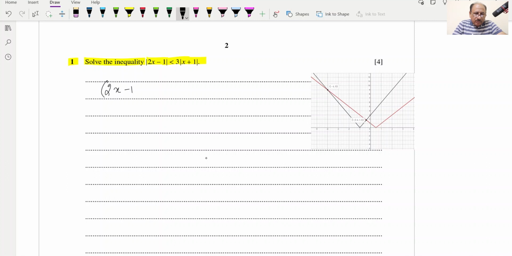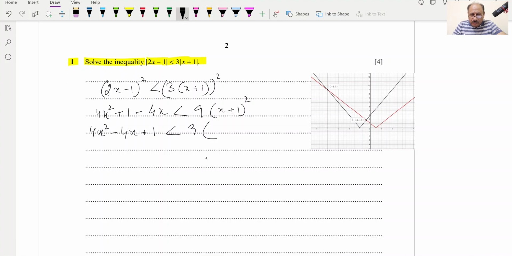So (2x minus 1) squared is less than (3 into x plus 1) squared, and the whole will be taken as a square, and now we can open the square. It will be 4x squared, and using (a minus b) squared, which is a squared plus b squared minus 2ab, so it will be 1 minus 4x, and less than 3 squared, which is 9 into (x plus 1) squared. Next we can open this square as well, so it will be 4x squared minus 4x plus 1 is less than 9 into (a plus b) squared, which is a squared plus b squared plus 2ab, so it will be 2x.